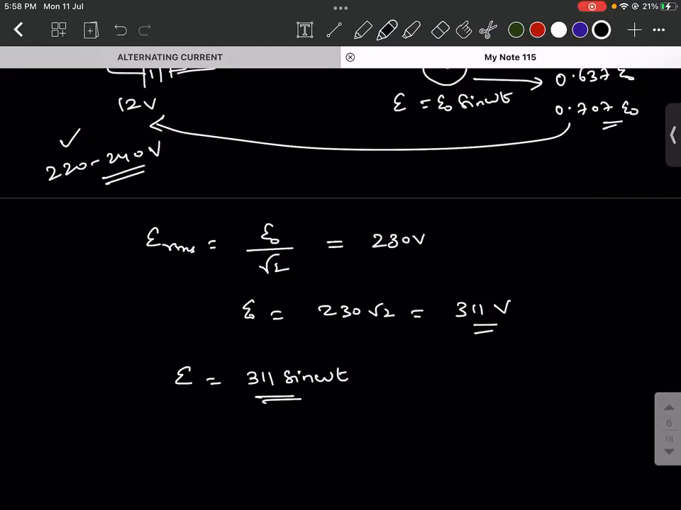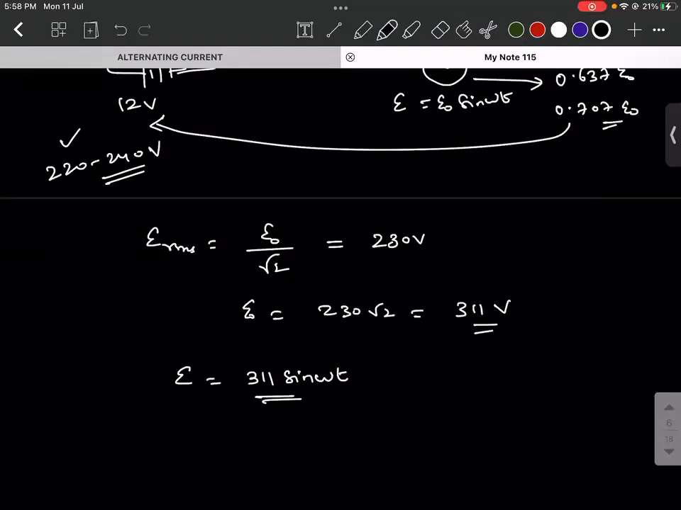So this is the instantaneous voltage, right? Instantaneous voltage that we are receiving at our home. Right, instantaneously you need to write it as a function of sine.